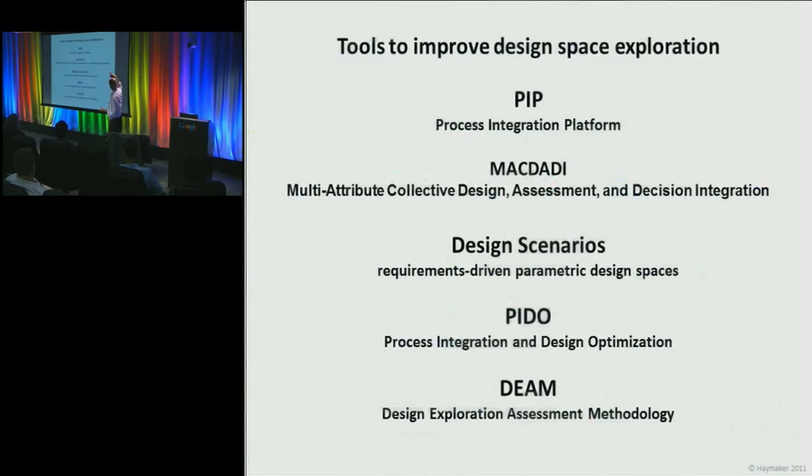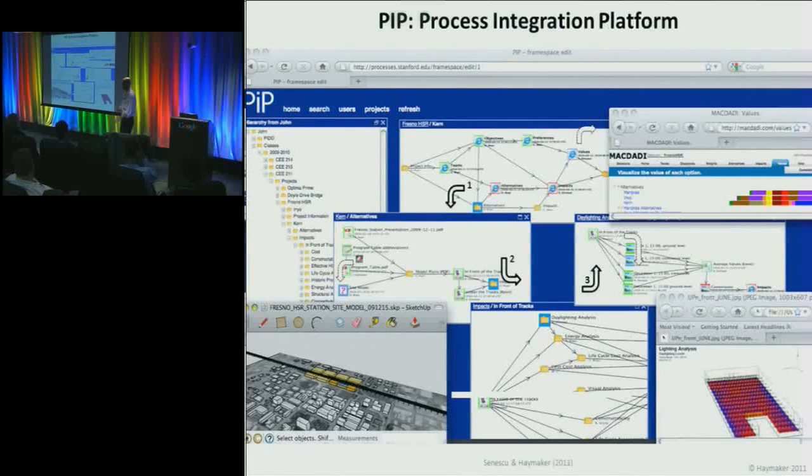So I'm going to just very quickly give you snapshots of 5 tools that we've tried to build to expand some aspect of these design spaces or communicate them better. Talk about PIP, the process integration platform, MacDaddy, multi-attribute collective design assessment decision integration, design scenarios, requirements-driven parametric design spaces, PIDO, process integration design optimization, and finally DEAM, which is a design exploration assessment methodology. I'll explain each of those to you in a moment.